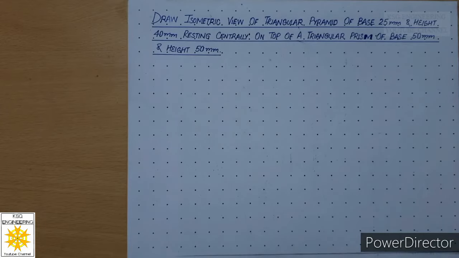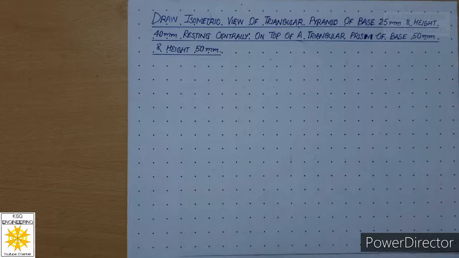Welcome students. Today we will solve another problem on isometric view. Let us read the statement first. Draw isometric view of triangular pyramid of base 25 mm and height 40 mm resting centrally on top of a triangular prism of base 50 mm and height 50 mm.